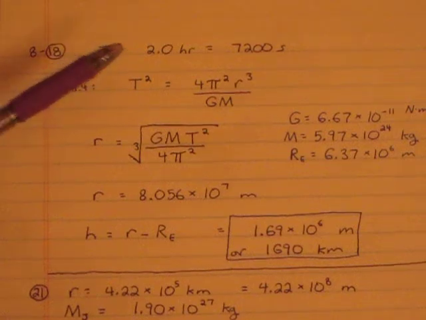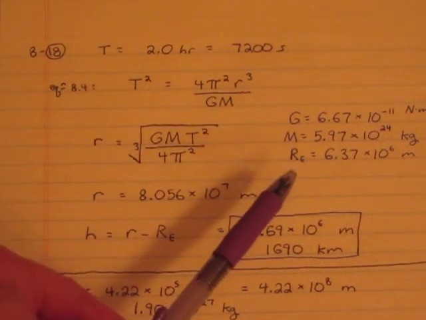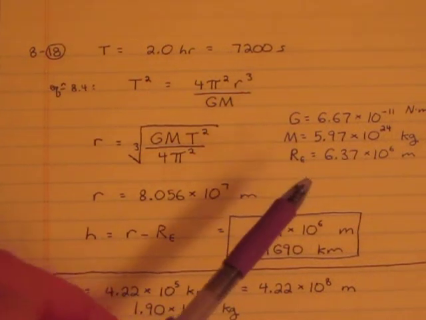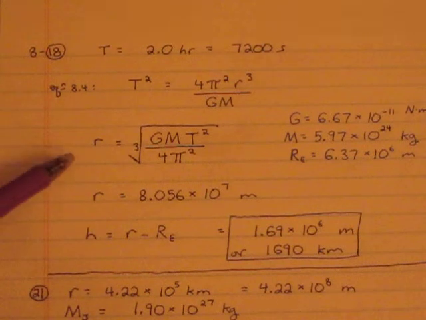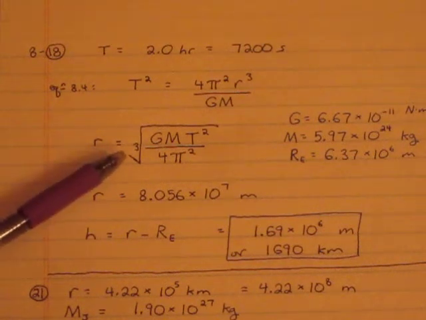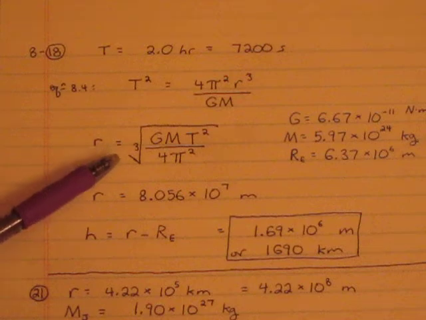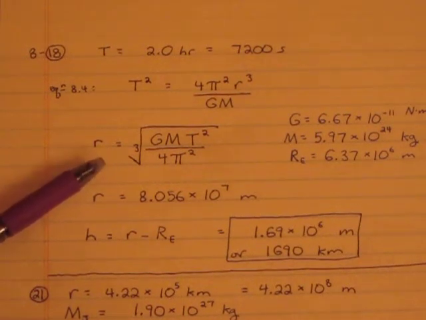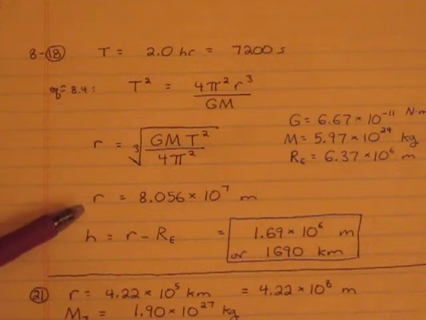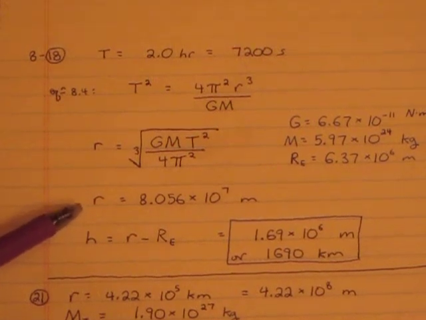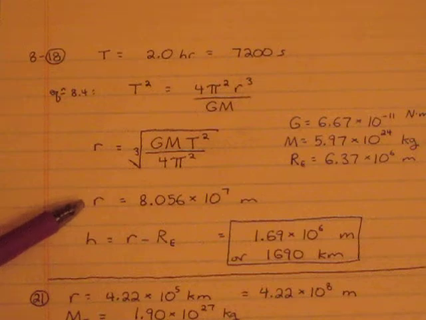I have here on the side the various constants you'll need to plug in. You can look those up in the front flap of the book. Algebraically, we're going to solve that equation. R equals, that's a cube root sign right there, cube root of GT squared over 4 pi squared. When you plug those in, you get a radius of 8.056 times 10 to the 7 meters.